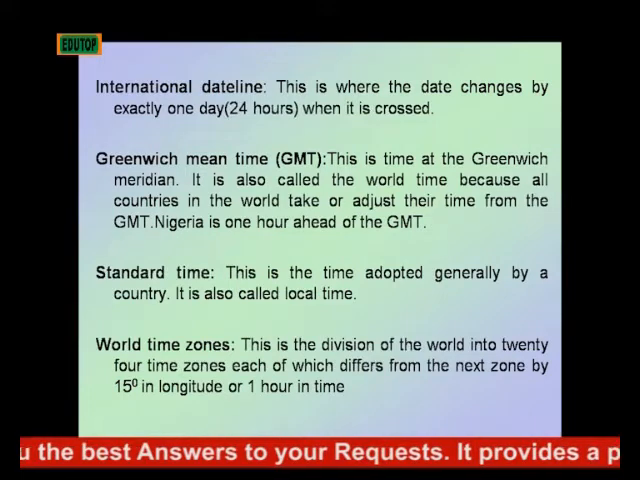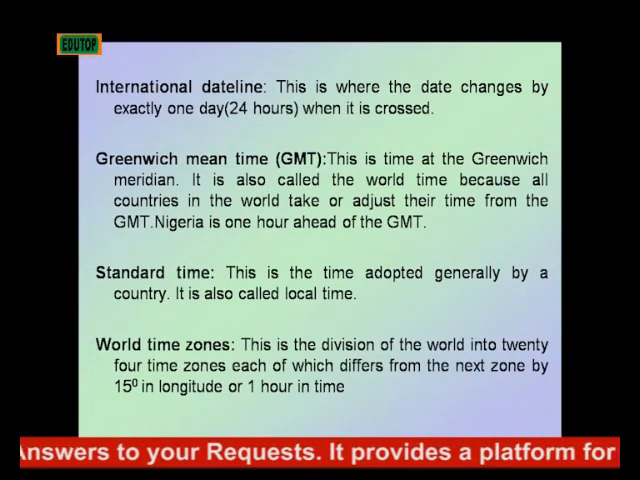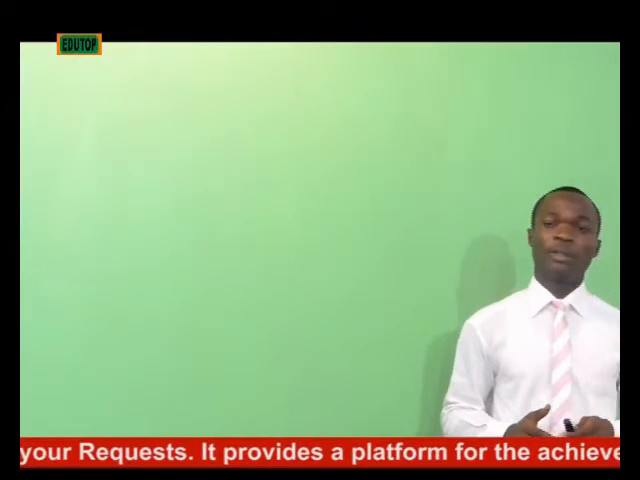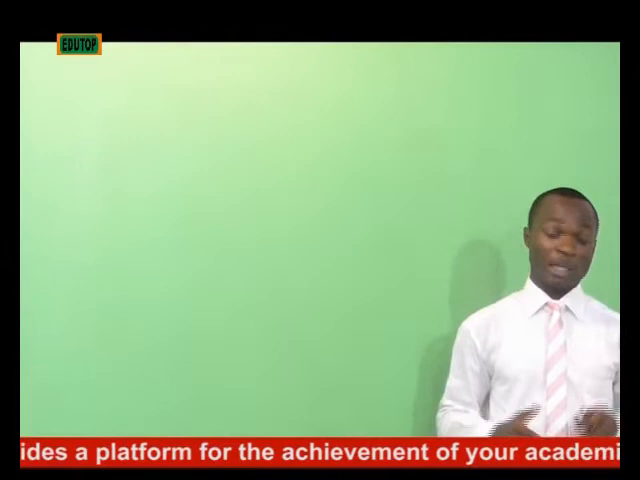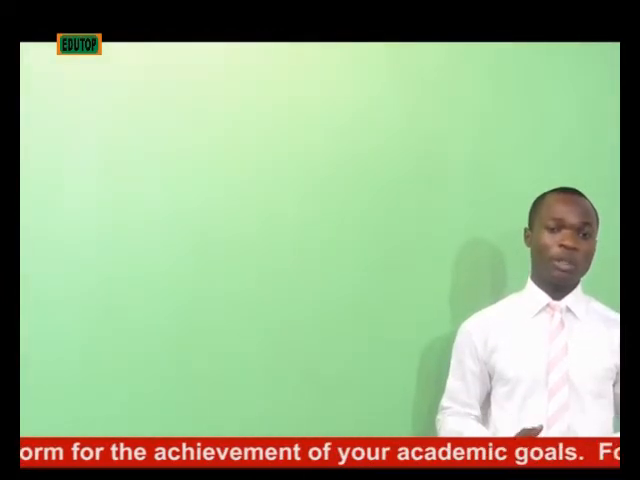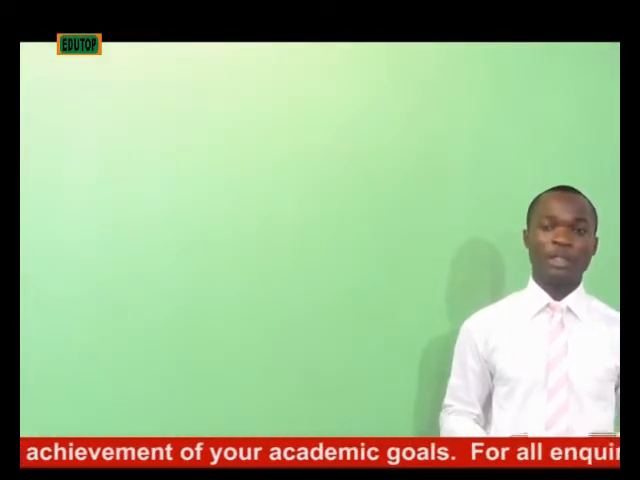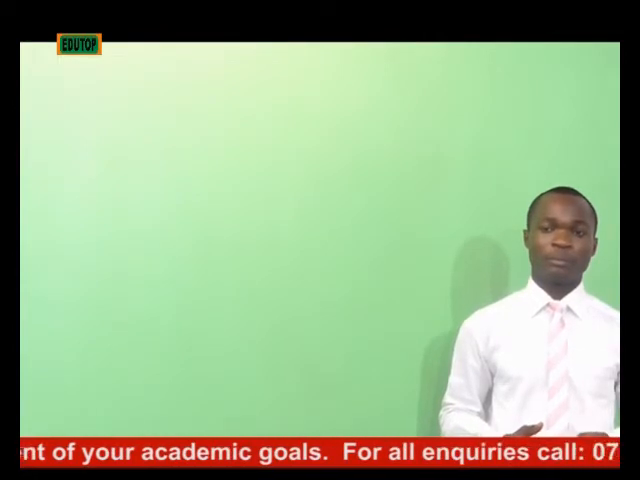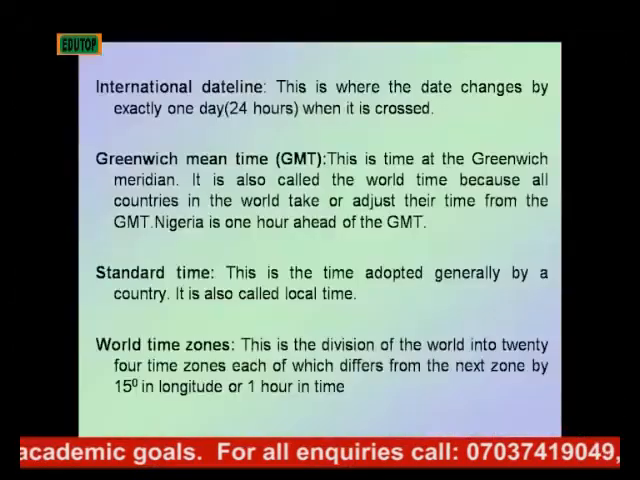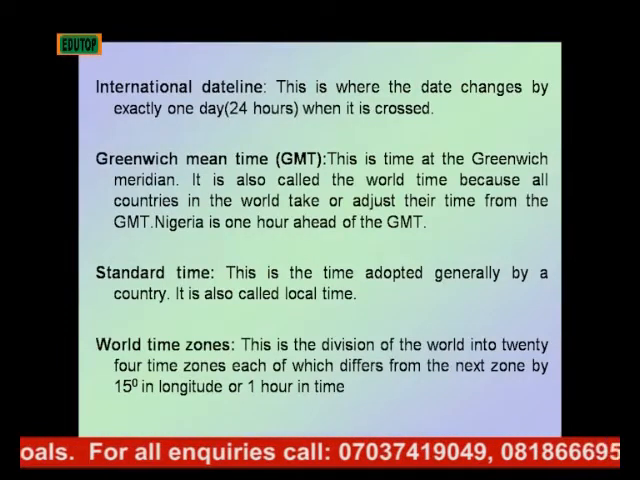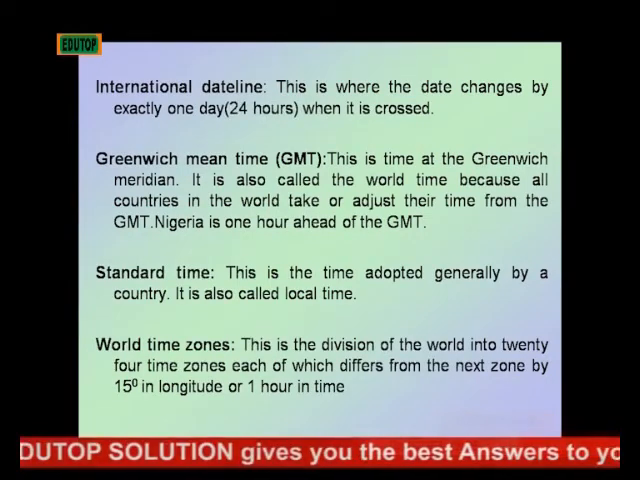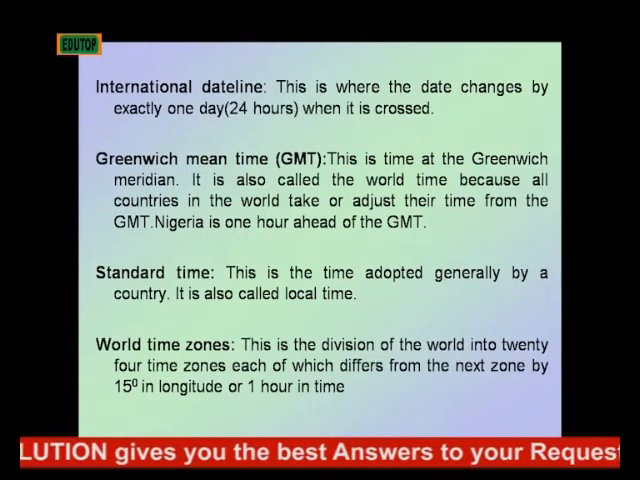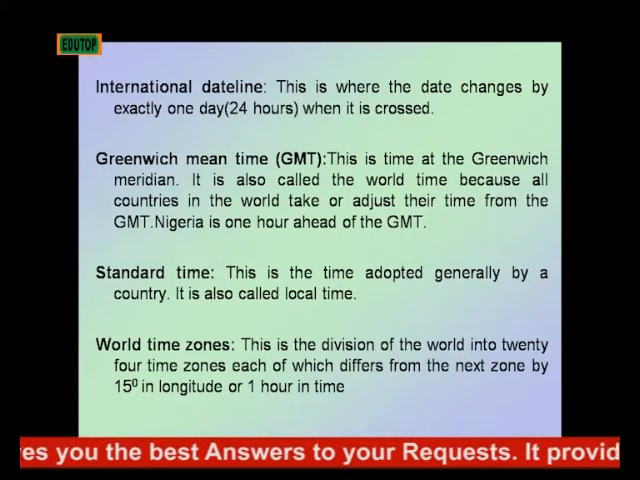Nigeria is 1 hour ahead of GMT. That is to say, when it is 1 p.m. at the GMT, it will be 2 p.m. in Nigeria. Let's consider the standard time. Standard time, just as the name implies, is a time adopted generally by a particular country. It is also known as a local time.